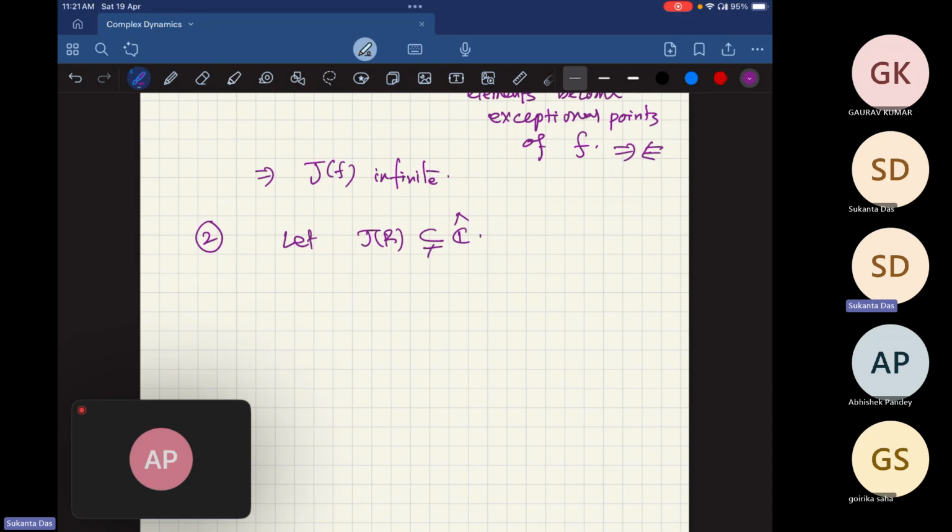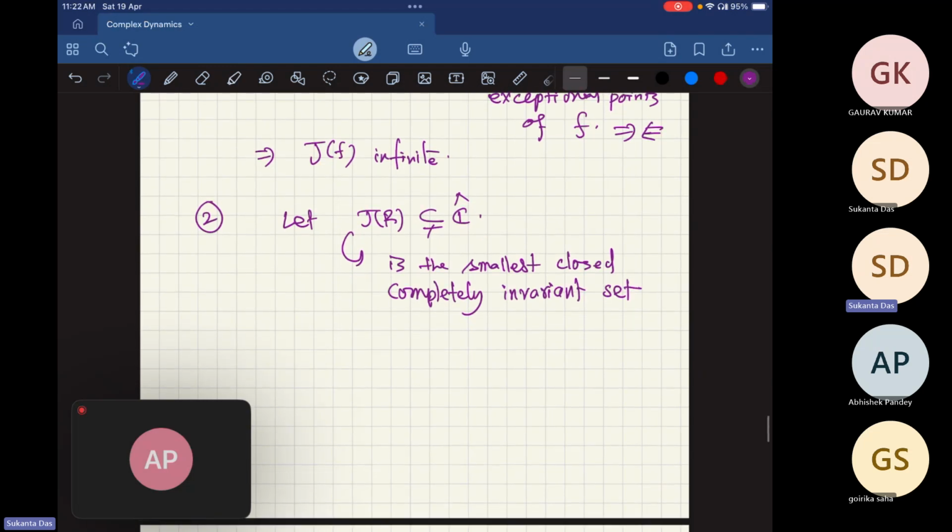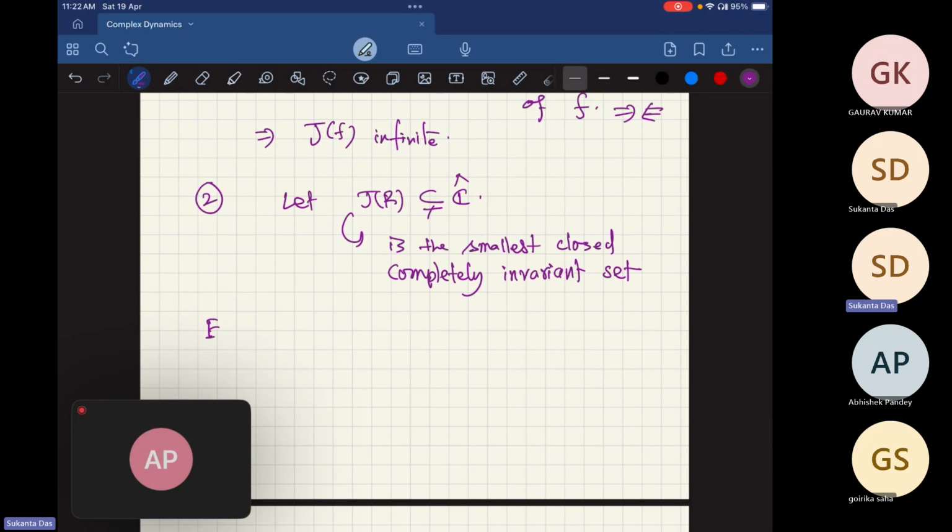So far we have seen that the Julia set is the smallest closed, completely invariant set. Now maybe I can give this as an exercise. One can try the following: take the derived set of the Julia set, say J dash, this is the derived set.